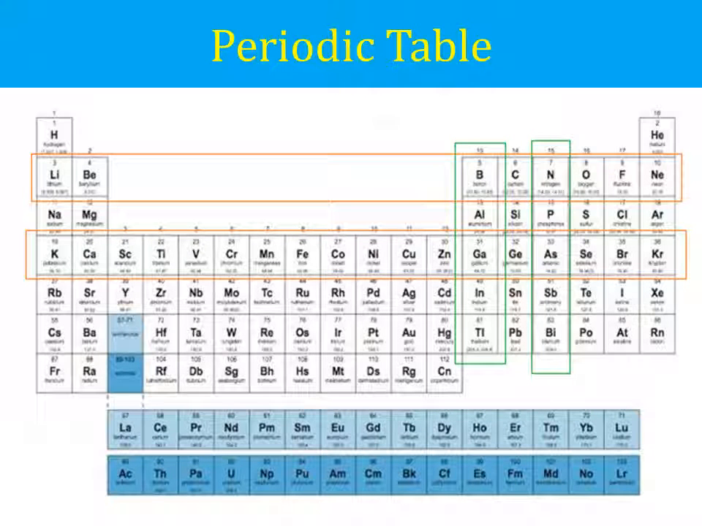Once again, the horizontal orange boxes are the rows, and the vertical green boxes are the columns, or the groups. It's not that only those two are the rows; that's just the highlighting, to show which are the rows and which are the groups. Based on this, we are going to start our analysis.